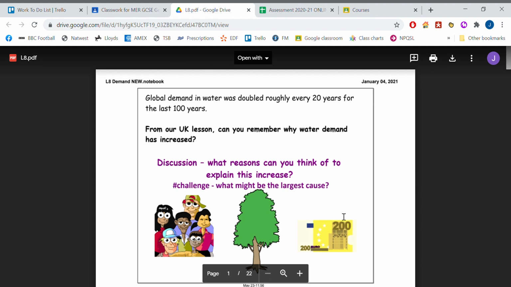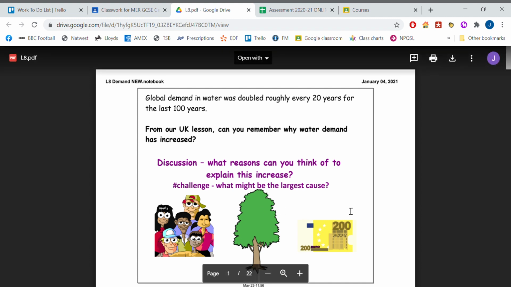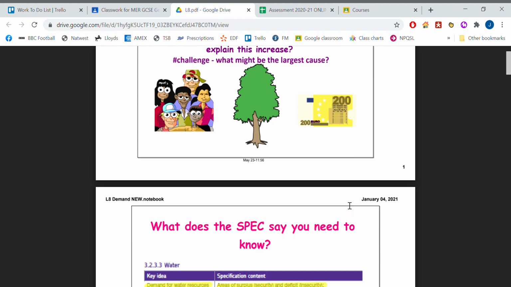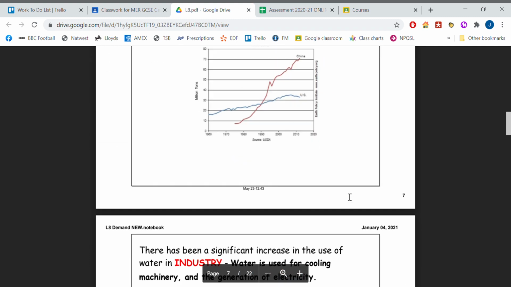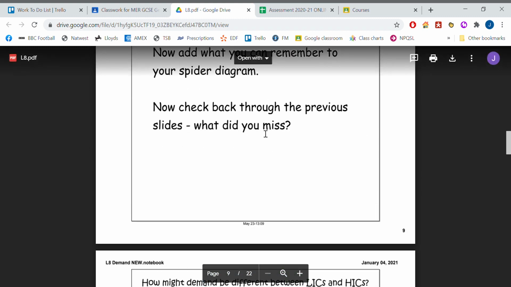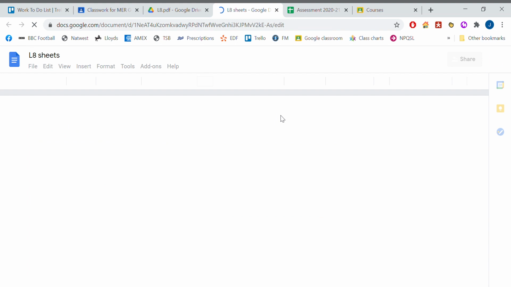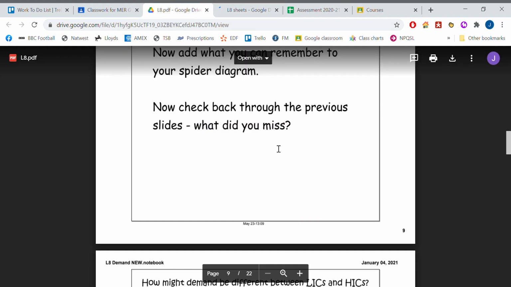Okay, so some things to start thinking about: why water demand has increased so much over the years. Some pictures, maybe think about people, environmental and economic reasons. Why has demand increased so much? Then it's going to go through a few slides. And the idea is when you get to this slide, you'll have read through, then you go to your Google Docs sheet and you try and write down as many reasons as you can remember, and look back at the slides if you need.